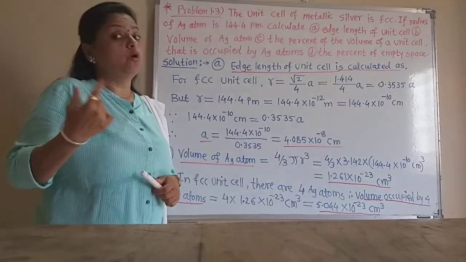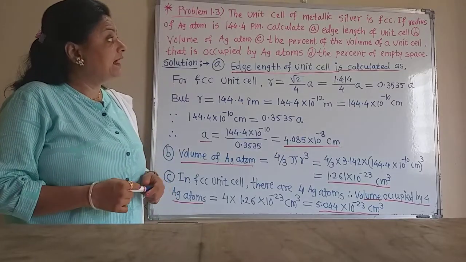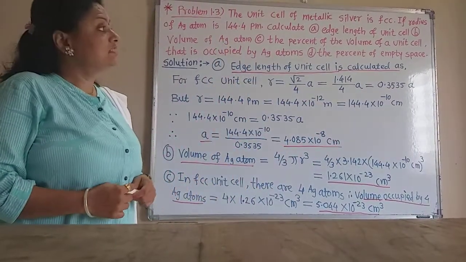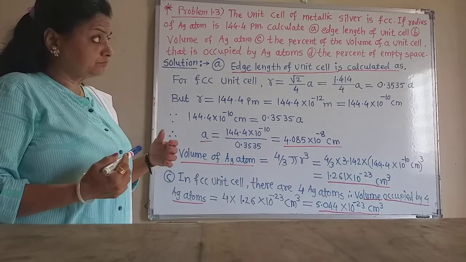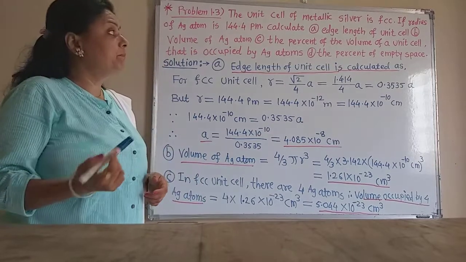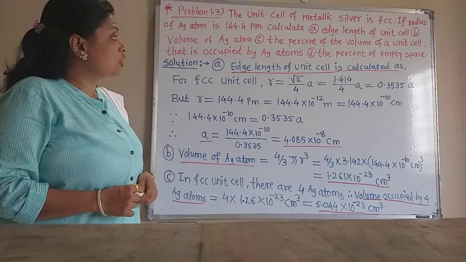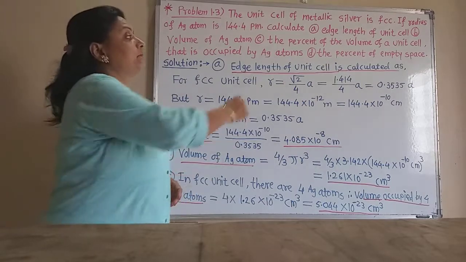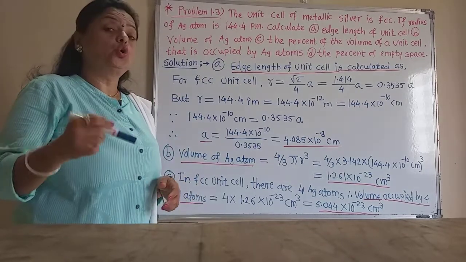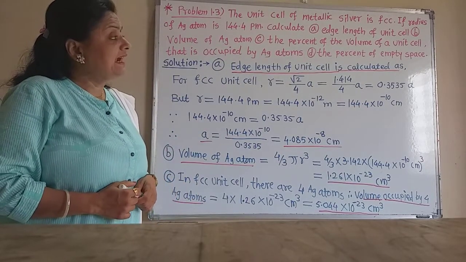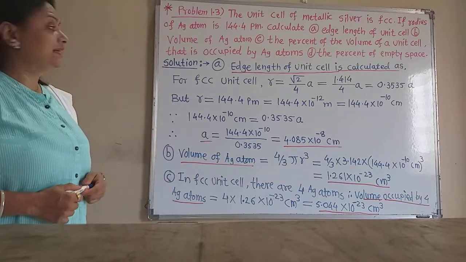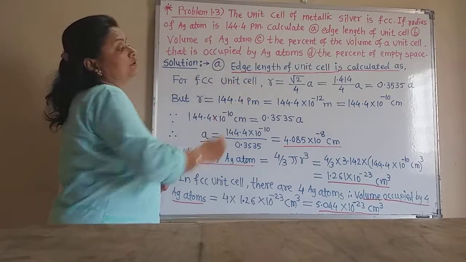We also have to calculate the volume of one silver atom, and from that the percent of the volume of the unit cell that is occupied by the silver atom, that means the total volume of the silver atoms, and the percent of the empty space also we have to calculate. Now first let us calculate the edge length of the unit cell.